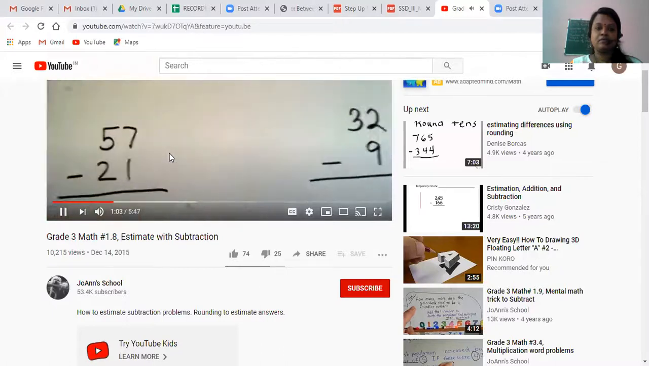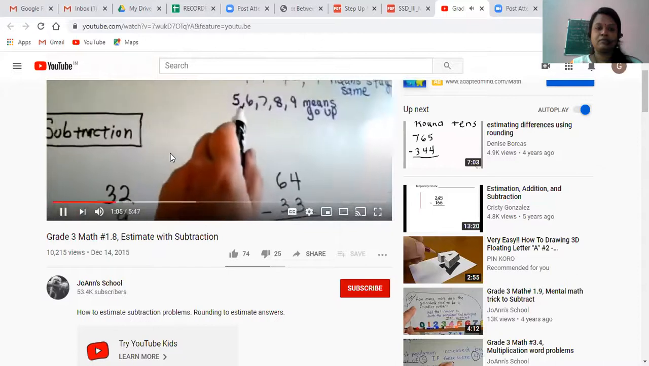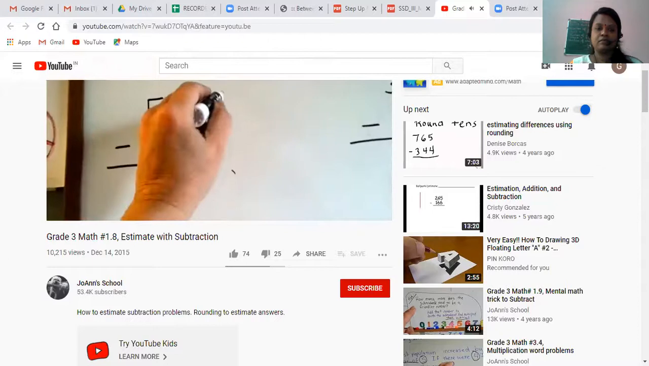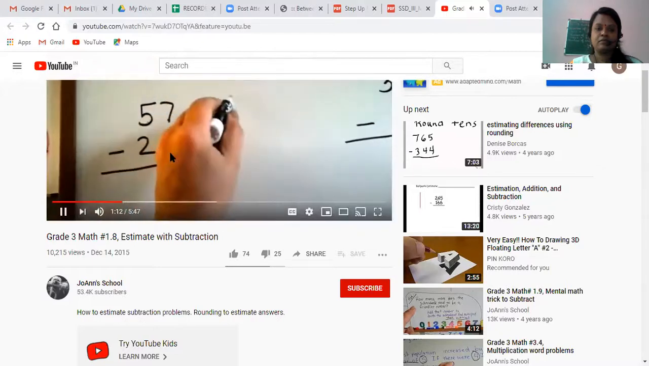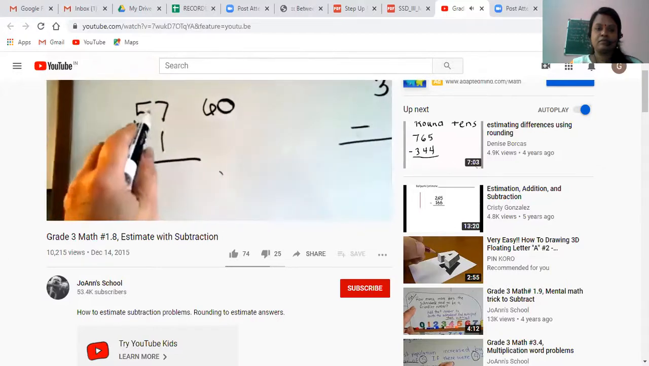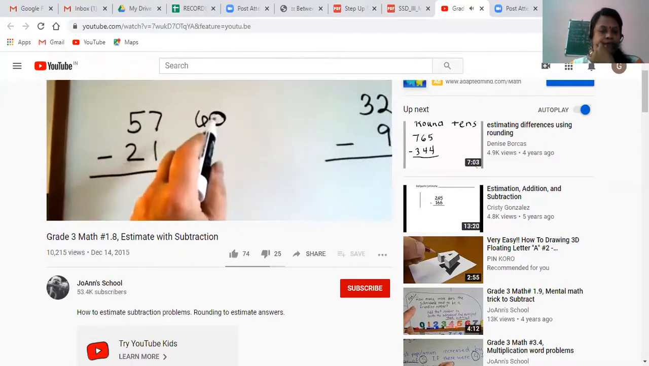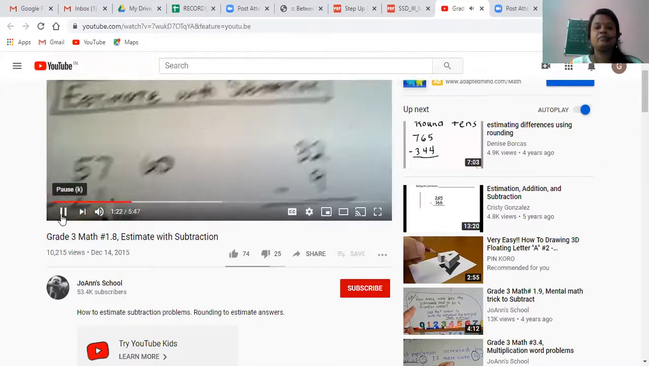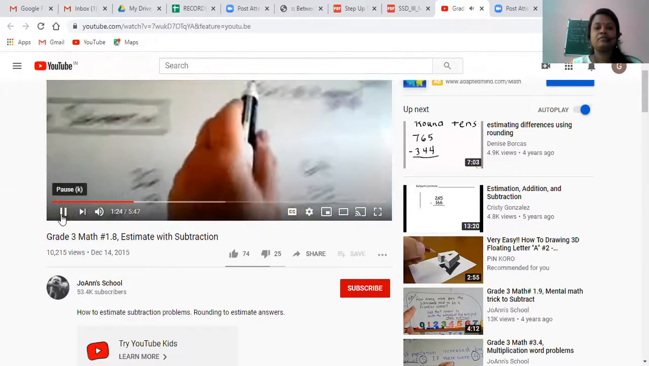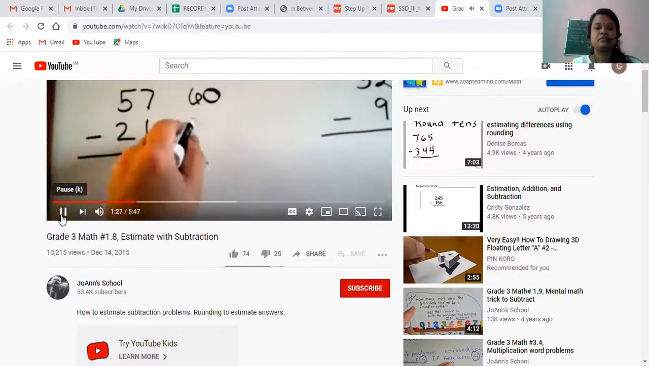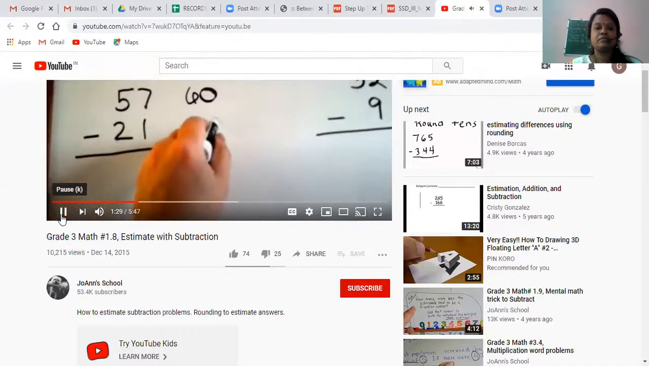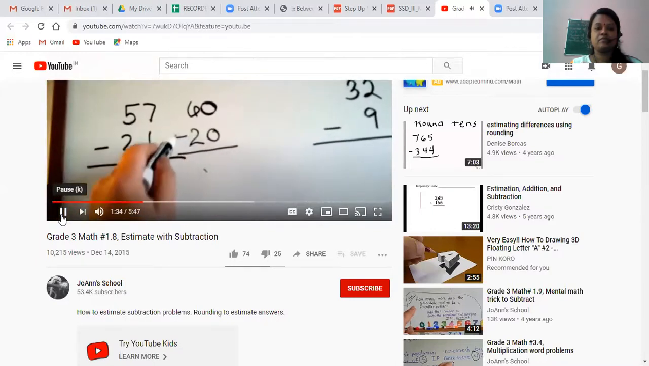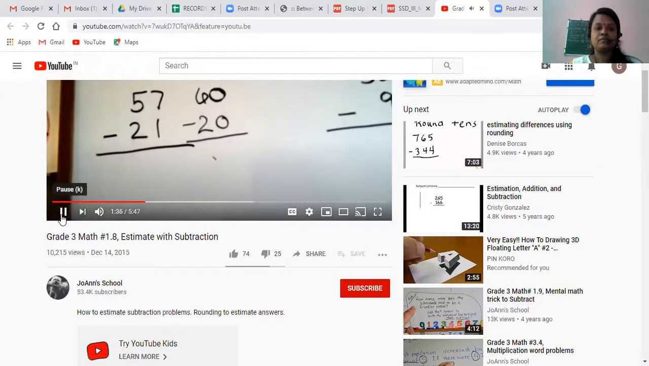57 is close to what number? The 7 says to go up. It tells the 5 to go up, so it would go up to a 6. And when it's finished doing its job, it turns into a 0. So the 57 would estimate to be around 60. It would round up to 60. The 21, the 1 tells the 2 to stay the same. So the 2 is going to stay the same, and the 1's finished, so it turns into a 0. It's a lot easier to do 60 take away 20 than it is to do 57 take away 21.